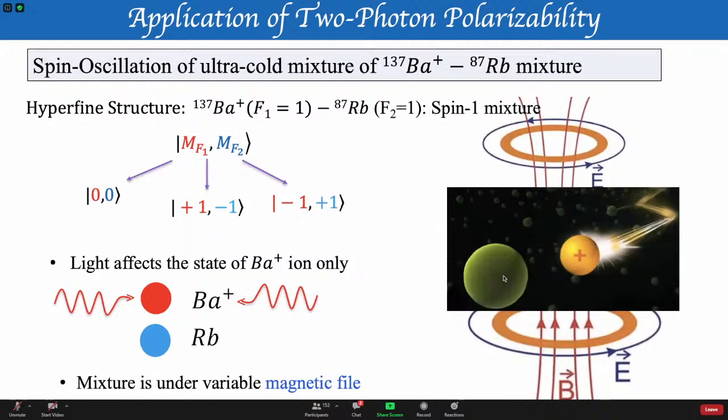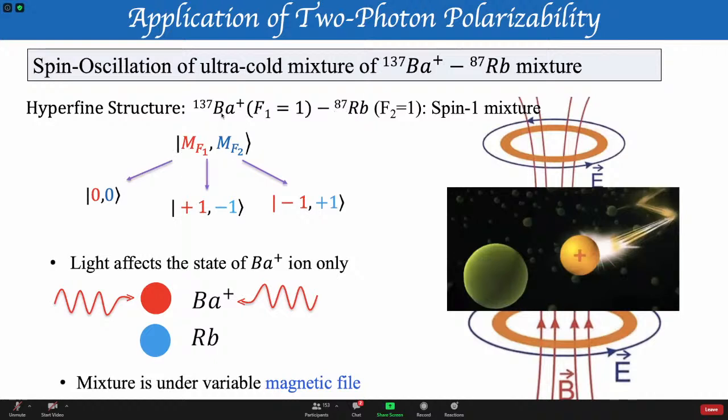So if you can just think about one atom and one ion, the ion we are talking about is barium plus, and the atom is rubidium with this atomic weight. If you are looking at the ground state, F equal to 1 for the barium plus, so F1 equal to F2 means the F value is 1 for the rubidium also.